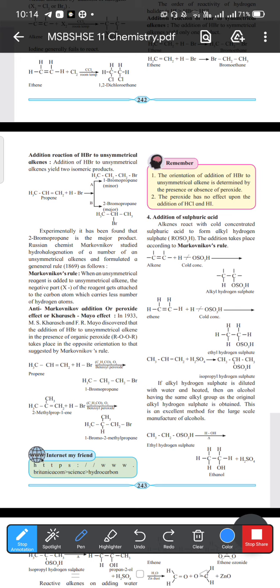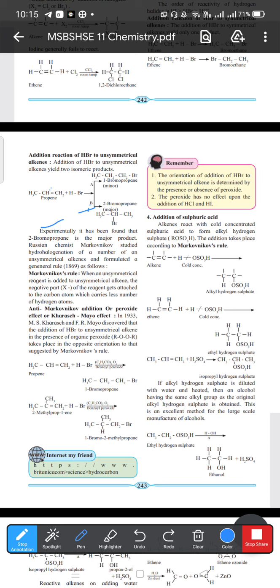Markovnikov rule states that when an unsymmetrical reagent is added to an unsymmetrical alkene, then, here the unsymmetrical reagent means HBr, the negative part, Br minus, goes to that carbon of the alkene which has less number of hydrogen atoms. So the middle carbon has less number of hydrogen atoms, and that's why we'll get 2-bromopropane as the major product. So it is the Markovnikov rule. Anti-Markovnikov rule is the reverse of that one.